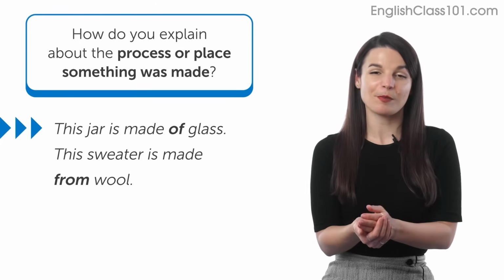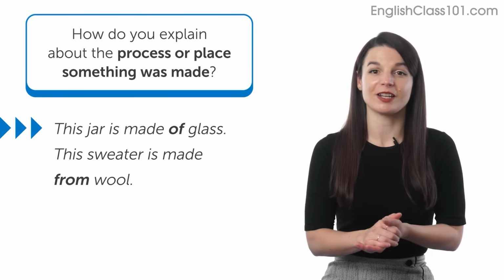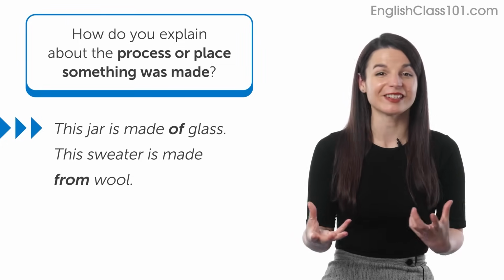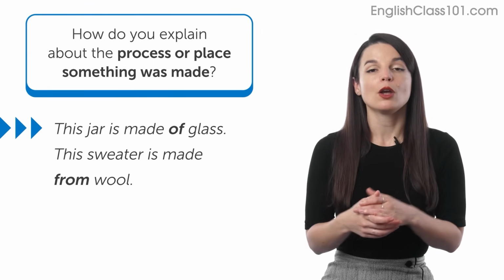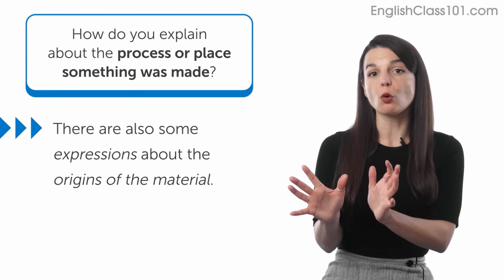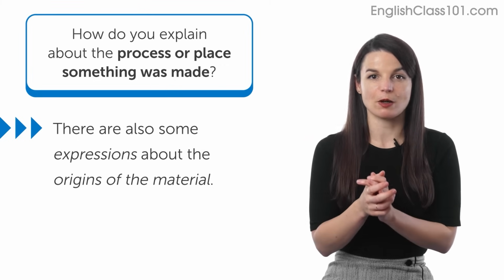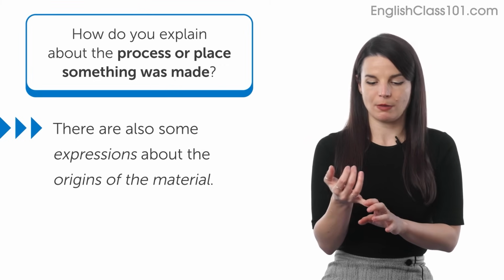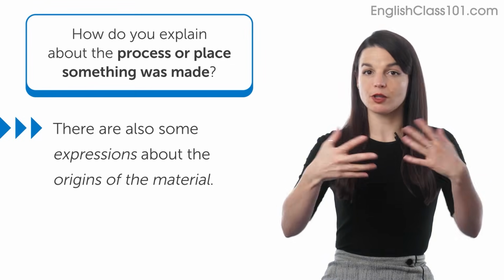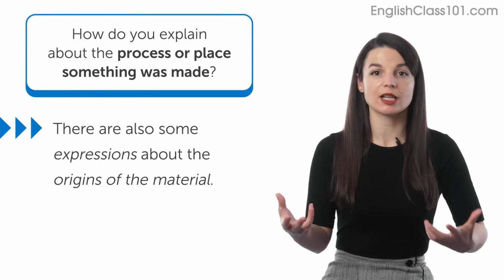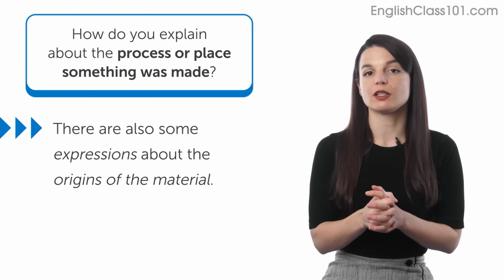So to go to the other part of your question, what are some other common expressions that we use to talk about materials and what things are made of? We also have some expressions about the origin of the material. So that means, where did that material come from? So maybe if you have like wool, or maybe if you're talking about wine, where did the grapes come from? And so on. How do we express that? We can use a couple of different patterns.